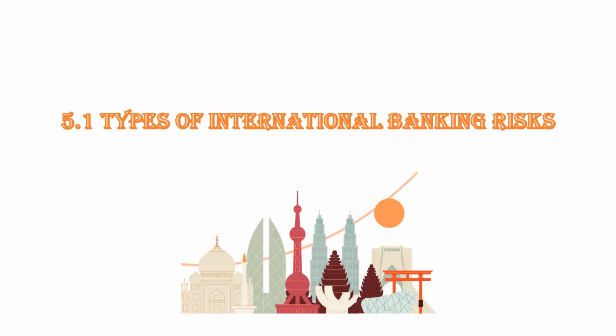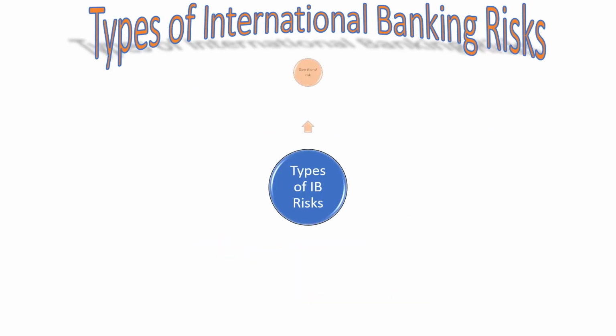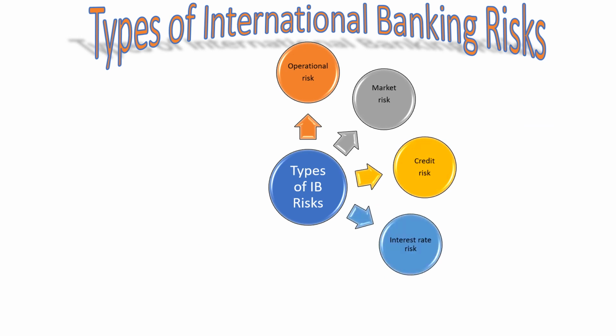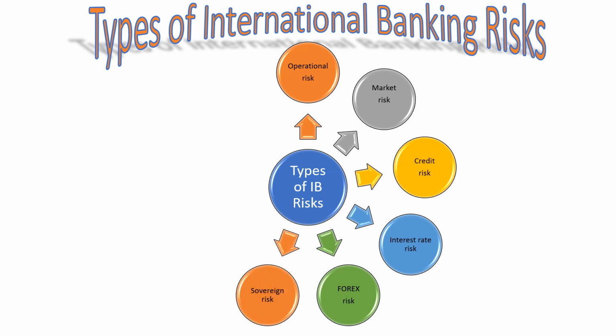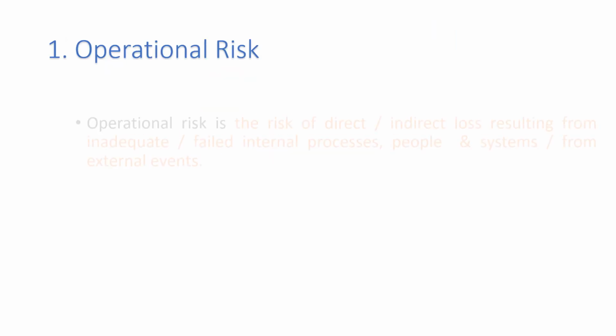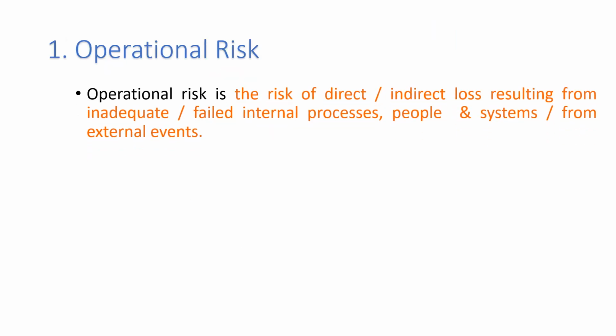Types of international banking risks. There are 9 types of international risks. First, operational risk. Second, market risk. Third, credit risk. Fourth, interest rate risk. Fifth, foreign exchange risk. Sixth, sovereign risk. Seventh, liquidity risk. Eighth, transport risk. And ninth, cultural risk.